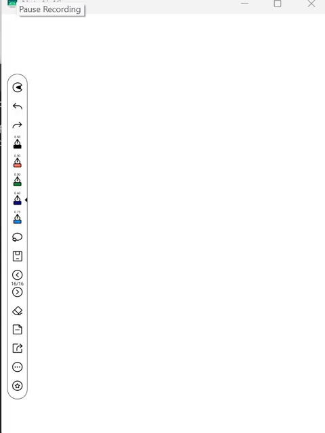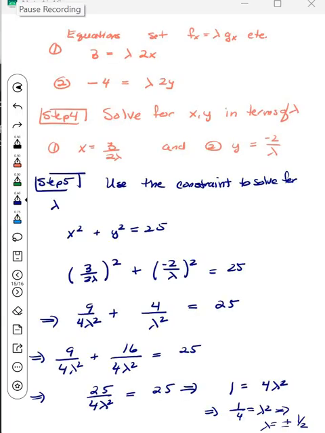Got it? Or you need it? It's okay to slow me down. Question? We plug in lambda into x and y? We're not there yet. You have to solve for that lambda, which I did, right? And next we're going to go back and get the x and the y.